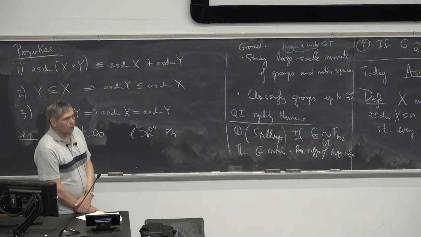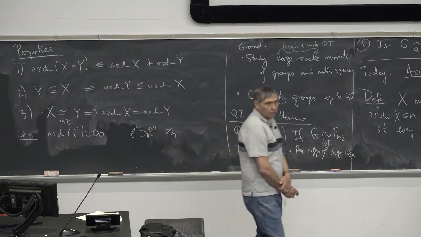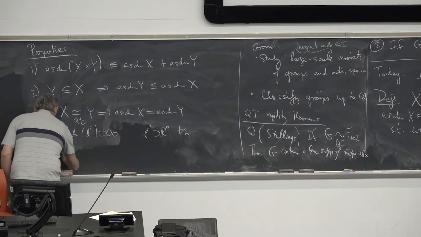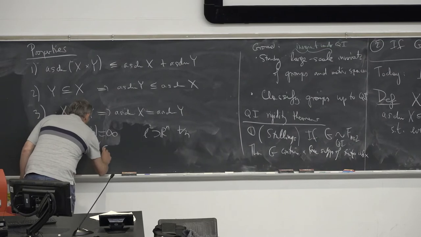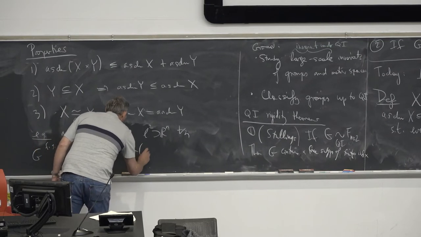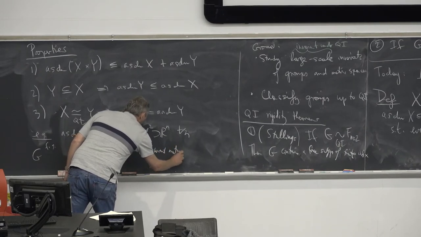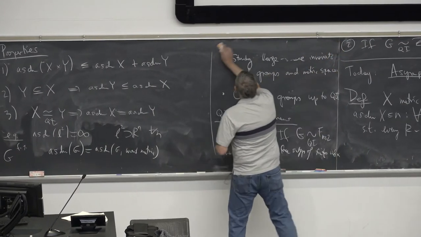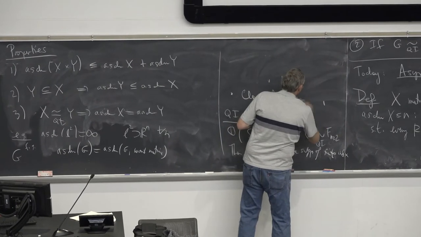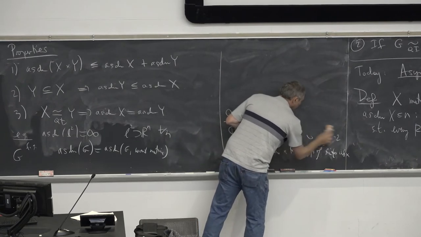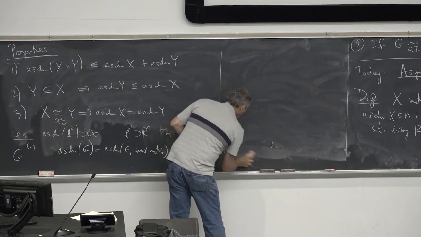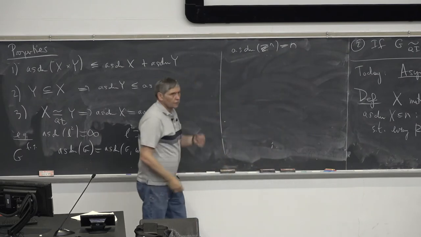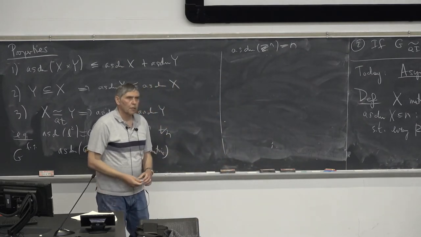For groups, you can then define the asymptotic dimension of a finitely generated group by taking a word metric, and we know it doesn't depend on the choice of the word metric. So if G is a finitely generated group, we define the asymptotic dimension of G to be the asymptotic dimension of G with respect to the word metric. For example, Z^n will have asymptotic dimension n because it's quasi-isometric to R^n. These groups, for different n's, are not quasi-isometric to each other.